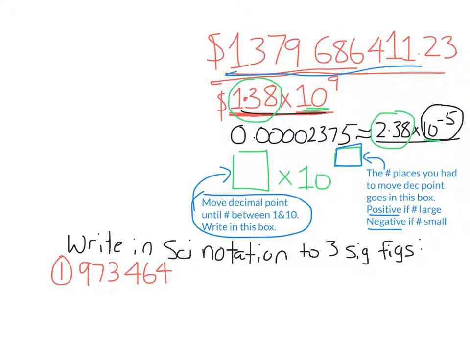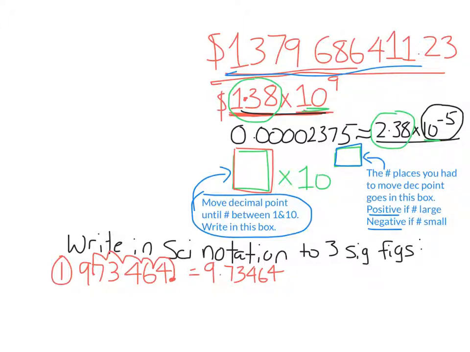Let's write this first one in scientific notation to 3 significant figures. This is a whole number, so we can put a decimal point at the end without changing the number. What I do is move the decimal point until the number's between 1 and 10. If I move it one spot, the number's not between 1 and 10. Still not. I keep going. If I move the decimal point here, the number becomes between 1 and 10. It becomes the number 9.73464. That's a number between 1 and 10, and that's what goes in the first box.